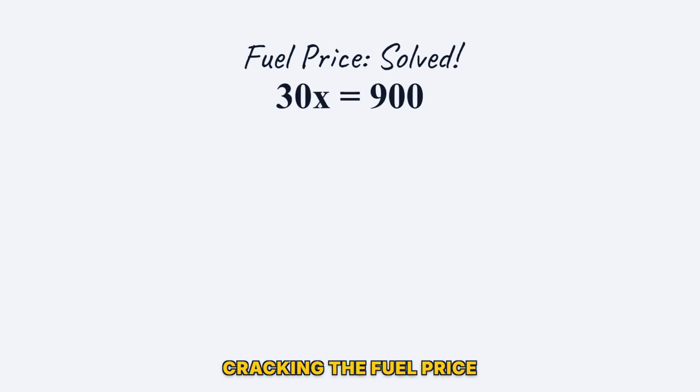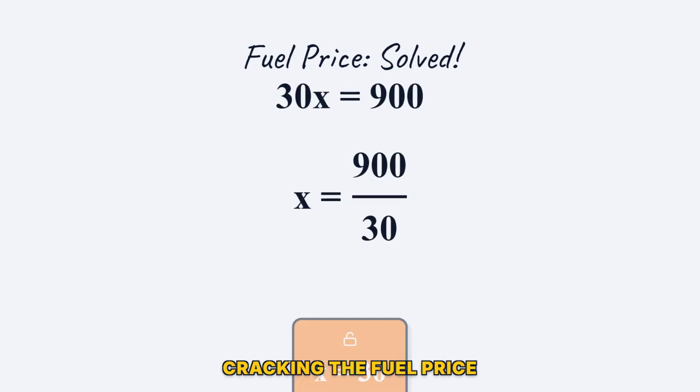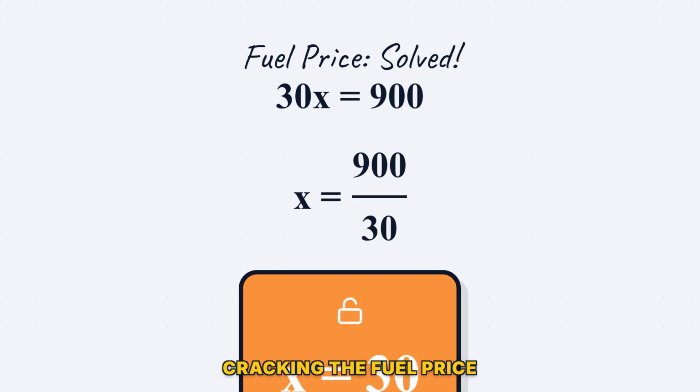To isolate x, we just divide both sides by 30. 900 divided by 30 gives us 30. Look at how clean that is. x equals 30. This means 1 liter of fuel costs exactly 30 cents.